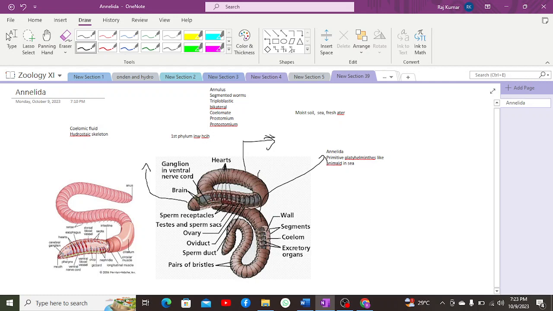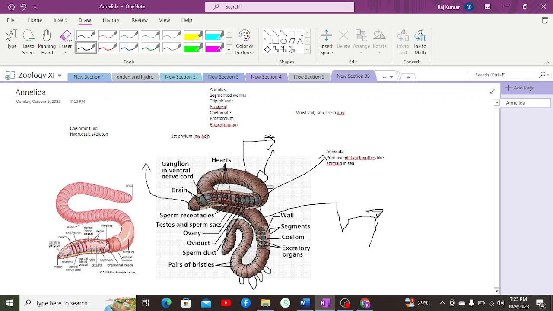On the exterior, their body is covered with a cuticle, which is an outer covering mostly made up of chitin, or mostly made up of waxes as well. They also have slight lateral extensions on the outer structure.